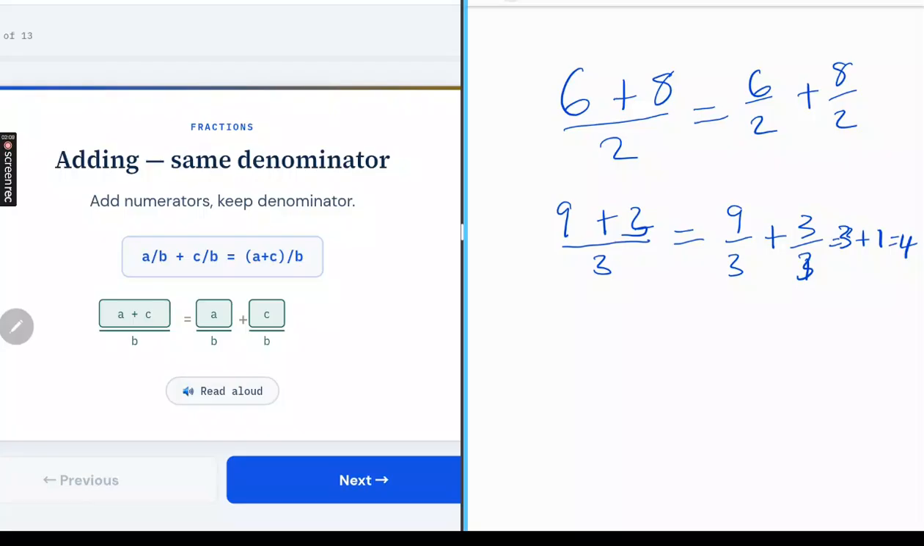But I'm also interested in this. That's the reason this is straightforward. To say what is 6 over 2 plus 8 over 2, it is 6 plus 8 divided by 2. How about this? How about 6 over 5 plus 7 over 3? Now, if you want to solve this, no, you don't need to add the denominators together.